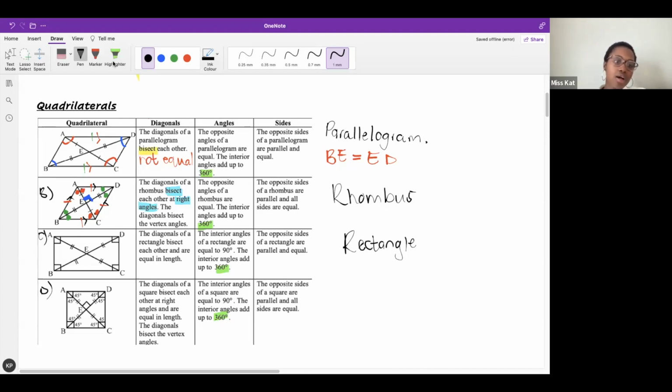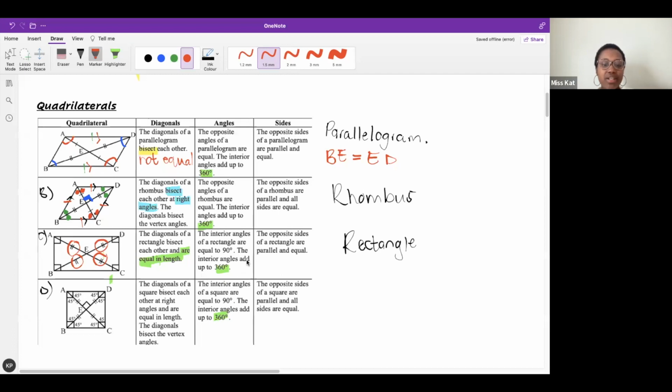Most properties are similar to a parallelogram, but here is what stands out. First thing about a rectangle is the diagonals are equal in length. So remember, in a parallelogram, I emphasized that the diagonals are not equal. So in a rectangle, they are equal. And additionally, they still bisect each other. So that means AE is equal to BE, which is equal to ED, which is equal to EC. So all the diagonals are equal, which means all the halves of the diagonals are equal as well.